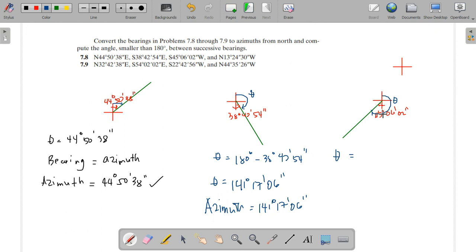So, our azimuth is equal to 180. Ito, 180 plus ito, no? So, that will be 180 degrees plus 45 degrees. And then, 06 minutes and 02 seconds. So theta is equals to 225 degrees, 06 minutes, 02 seconds. So azimuth. This is your azimuth. 225 degrees, 06 minutes, 02 seconds.